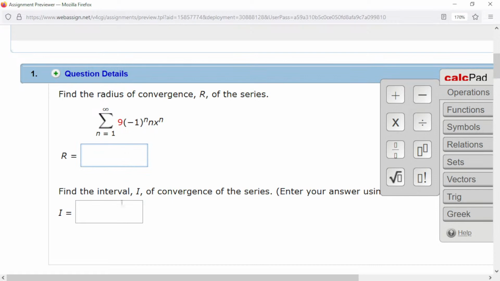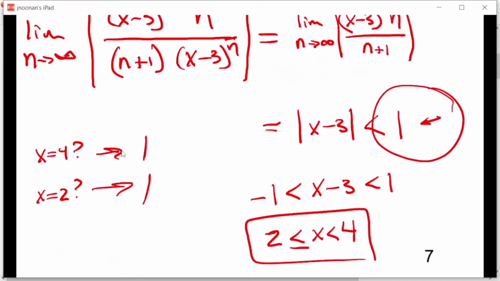Radius of convergence. Okay, radius of convergence. That means, so the radius of convergence is just how far from the center it converges. So this has a radius of convergence of 1. So that's what radius means. R equals 1, and this is the interval.